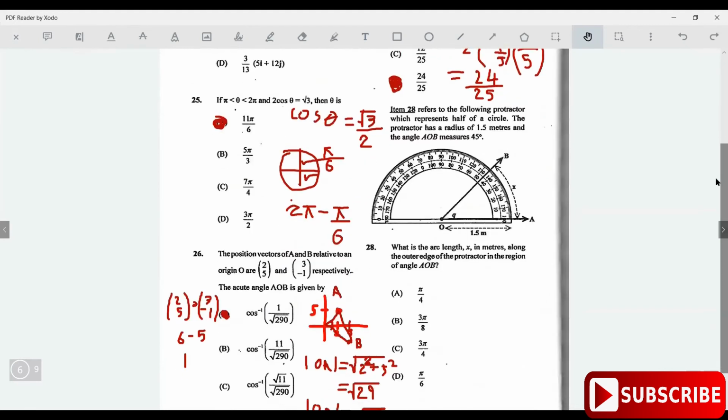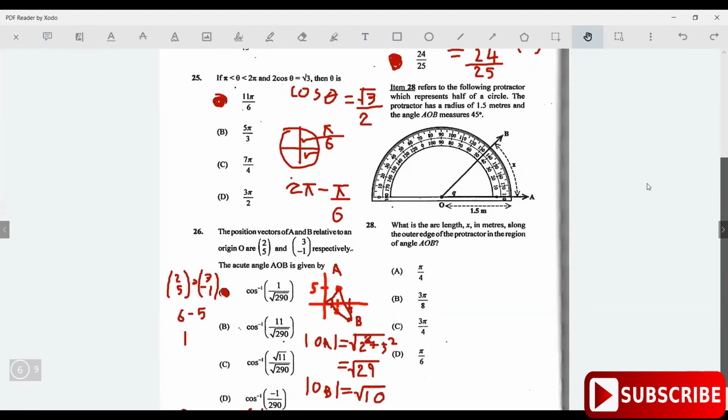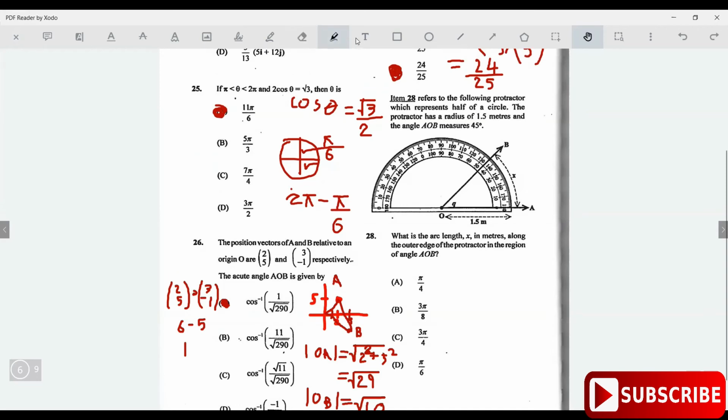Question 28 says, what is the arc length in meters of the outer edge of the protractor marked? What is the arc length x in meters along the outside edge of the protractor in the region of the angle AOB? So what is this length x? The length of x is equal to r times theta.